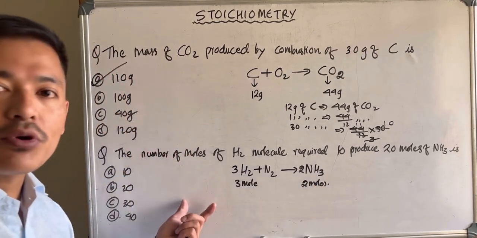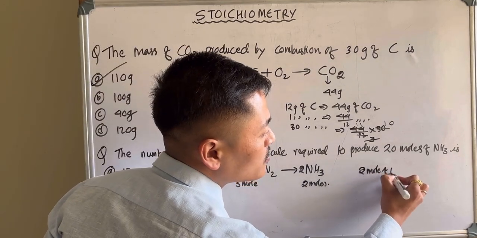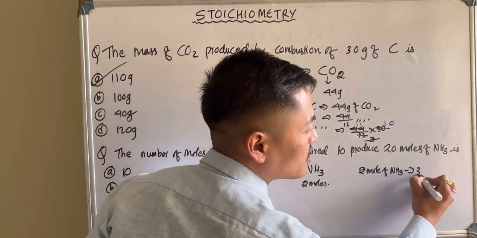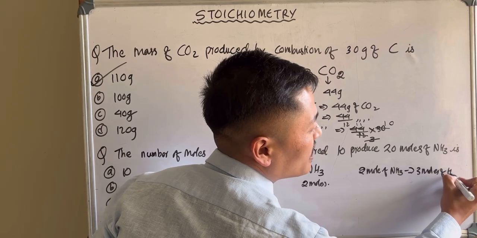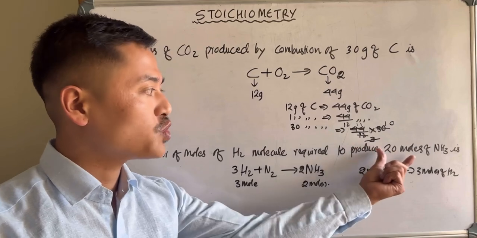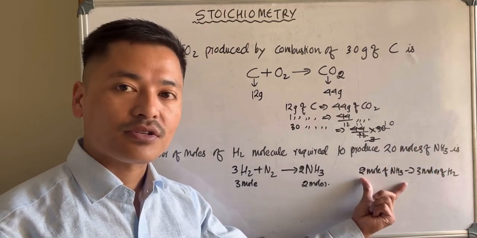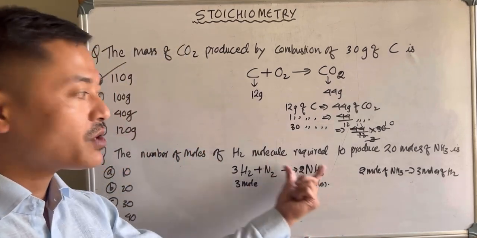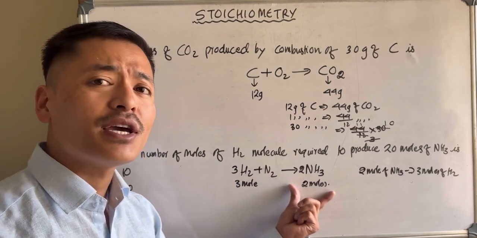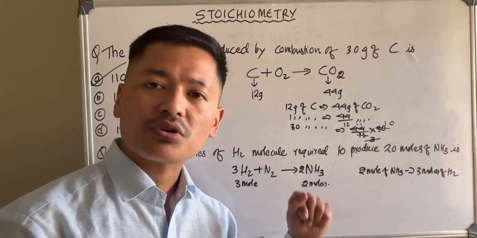That means from the equation itself, it is clear that 2 moles of ammonia is being produced from 3 moles of hydrogen. So you have to just write the known value in front, because 20 moles of ammonia is given. That is why I'm writing the information about ammonia first. So 2 moles of ammonia is actually being produced from 3 moles of hydrogen. That is why 2 moles of ammonia equals 3 moles of hydrogen.